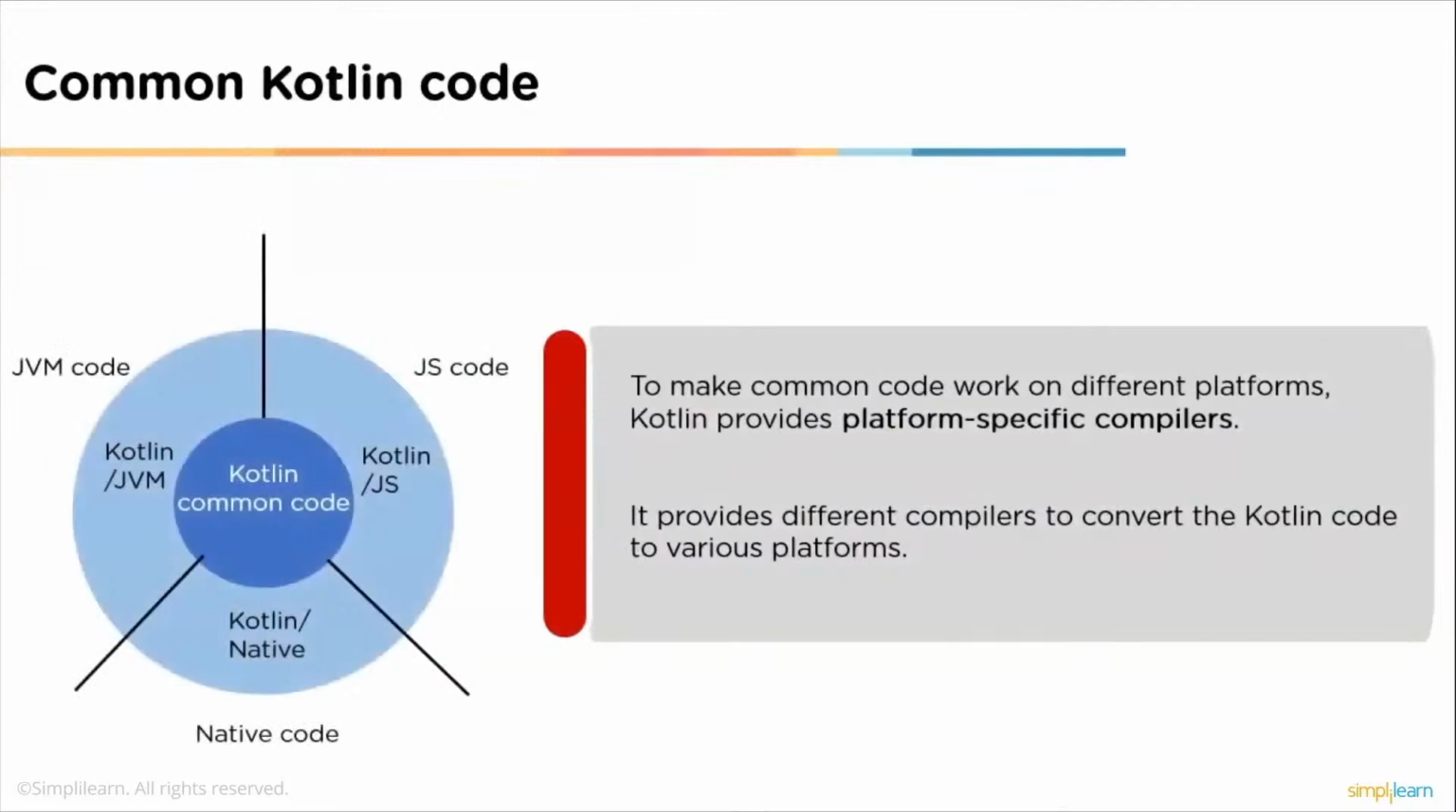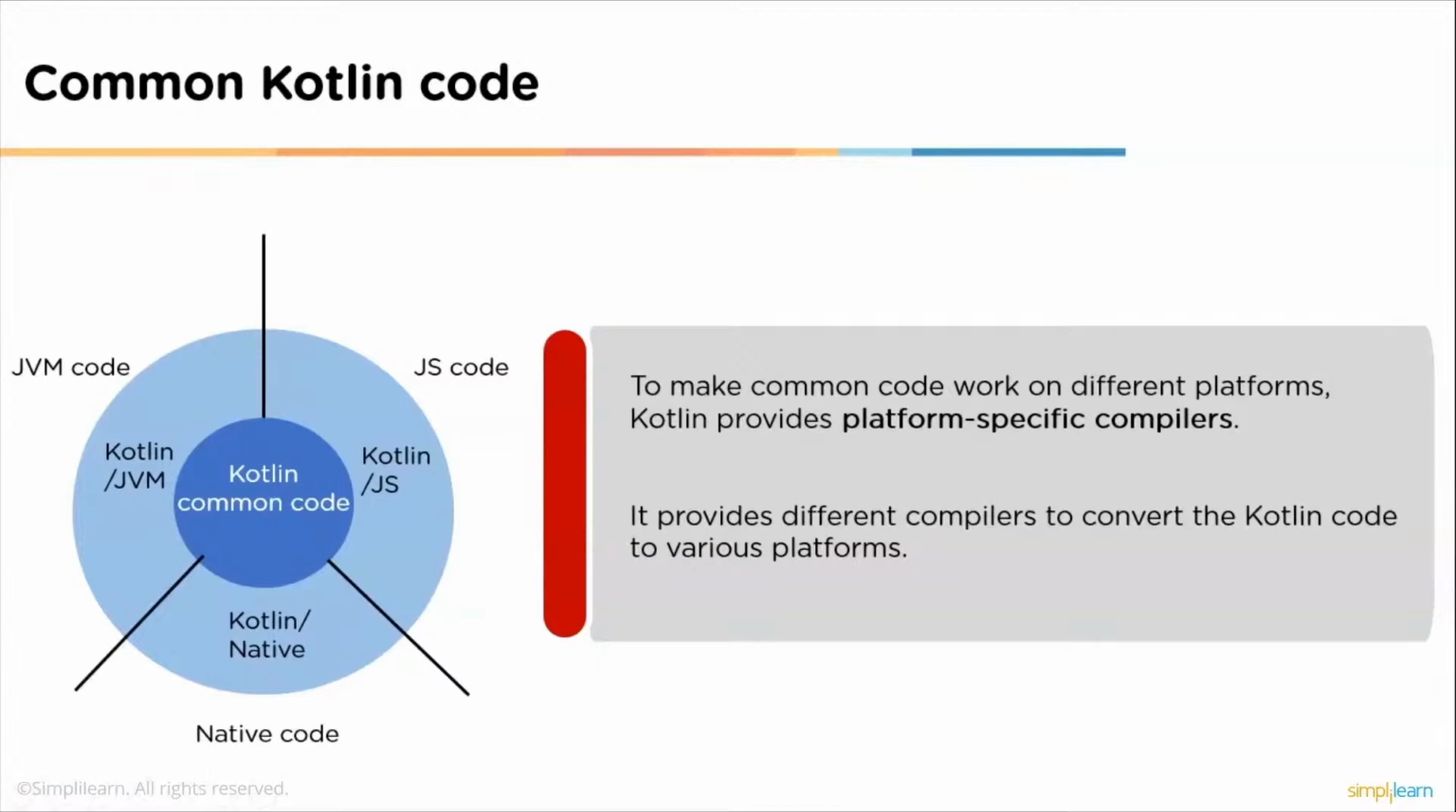To make common Kotlin code run, Kotlin provides platform-specific compilers. To convert the code according to different platforms, it provides different compilers. These platform-specific versions include Kotlin/JVM, Kotlin/JavaScript, and Kotlin/Native. These versions contain the platform-specific tools and libraries and also the extension to the Kotlin language.